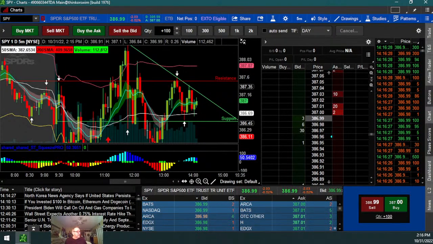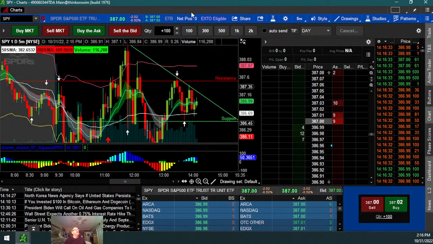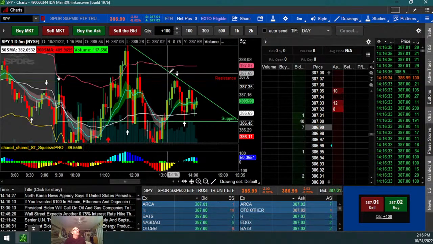Look, we're right in the middle right now in this. Look how the top trend line has still held. You see that?